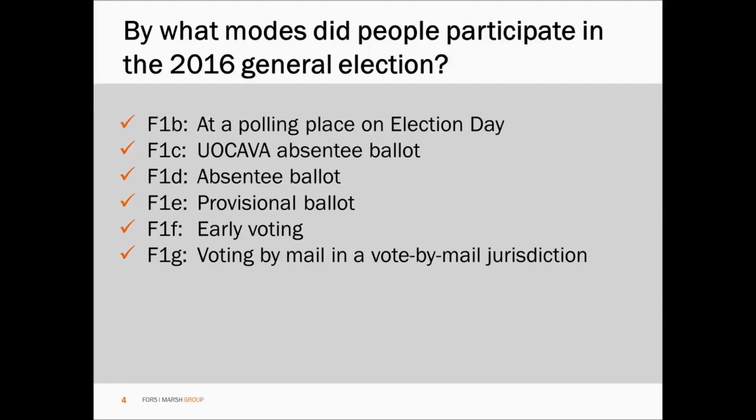In questions F1B through F1G, you're being asked to break down the total number of participants by the mode that was used for participation. So how many people participated by going to a polling place on election day, how many people were absentee voters who submitted a ballot, or how many people participated in early voting.